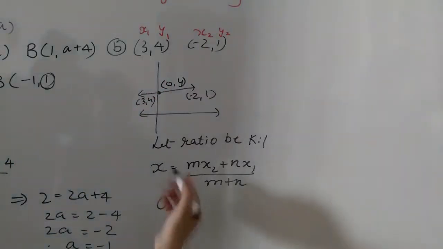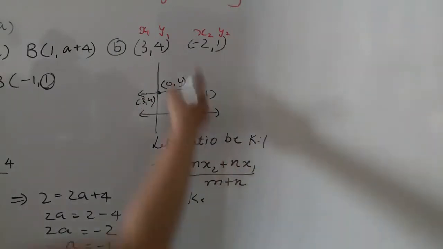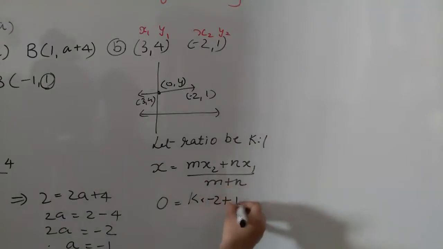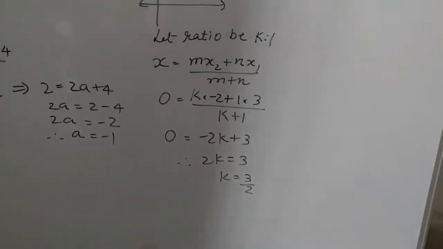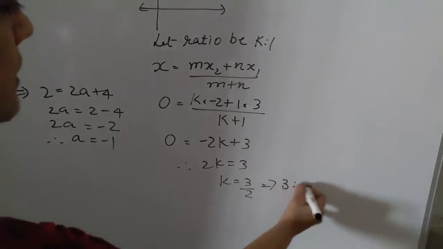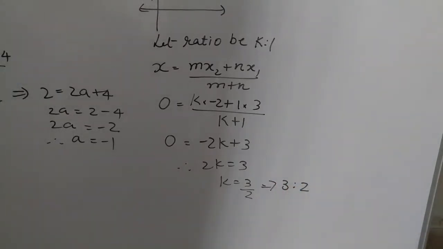Now let us substitute: the ratio m : n is k : 1. x2 is -2, n is 1, x1 is 3, divided by k + 1. Now k + 1 multiplied by 0 becomes 0, and here I get -2k + 3. So 2k = 3 and k = 3/2. So we found the ratio, 3/2, or you can say 3 : 2. This is our final answer of the second part, the B part of question number 18.